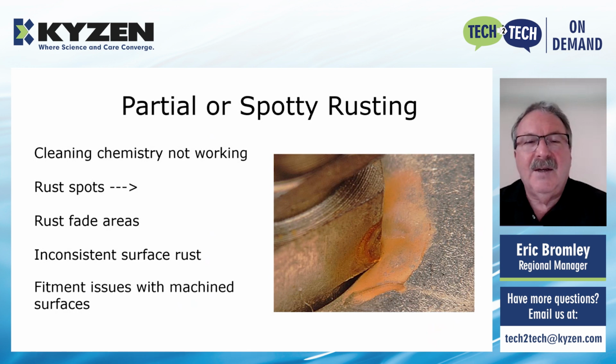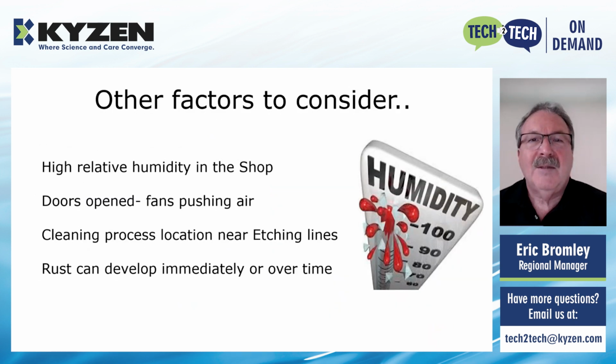In the end, some of the parts that can rust will have issues with fitment, where if you have machine parts or very close tolerance parts for engines or brake parts or transmissions or aerospace, they very much rely on a machined surface for a good seal. And if rusting starts to develop in these areas, then it can cause performance issues and ultimately even part failures.